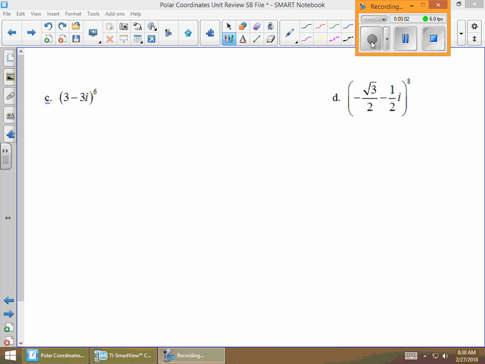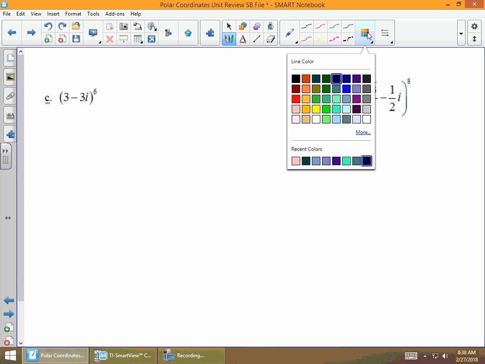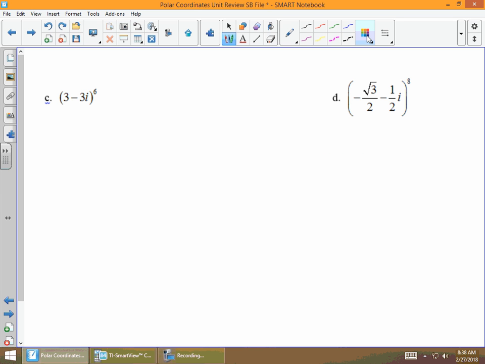All right, more practice with powers of complex numbers. So our first step is going to be to identify our A and B so that we can find R and theta. On part C here, A is 3 and B is -3. So R, again, this is on your equation sheet.